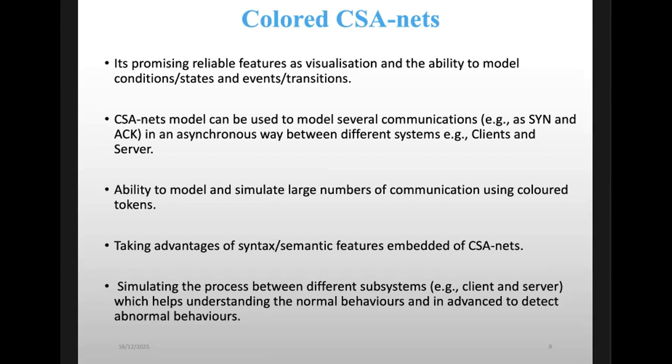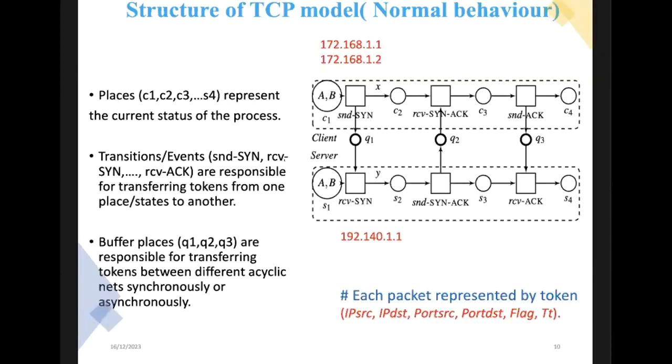So we will depend on the semantics of CSA-Net features embedded in their formalization to model and analyze this behavior. These features can help in analyzing and visualizing such communication in order to help investigators detect abnormal activity during the communication. Now we will go through analyzing and visualizing the three-way handshake, first in structure and then in the behavior or semantics of this communication.